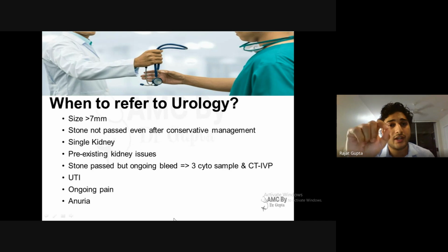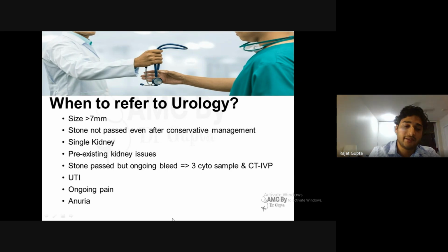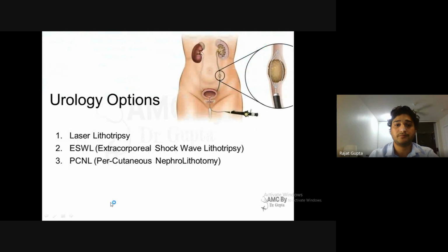If there is a urinary tract infection and there is a stone, so both things are going simultaneously. And if the pain is not managed with conservative medications and the patient is still in severe pain, you have to involve urology. And anuria is, anyways, a very big thing. If a patient is not passing any urine, then he definitely needs urology.